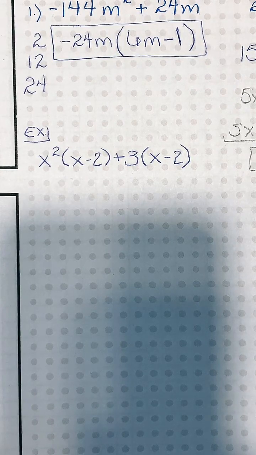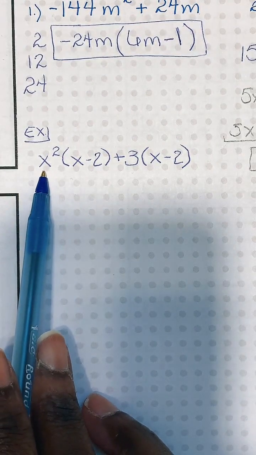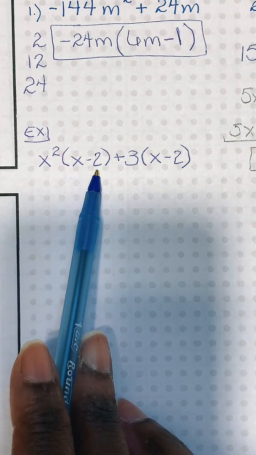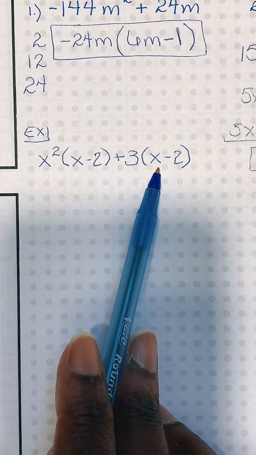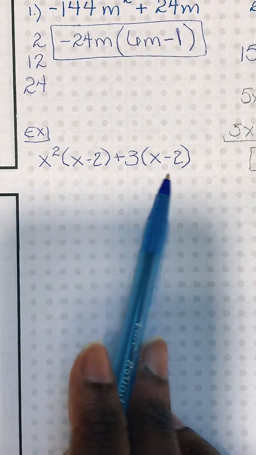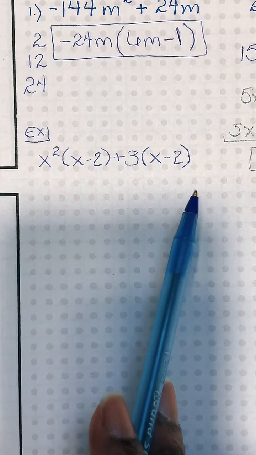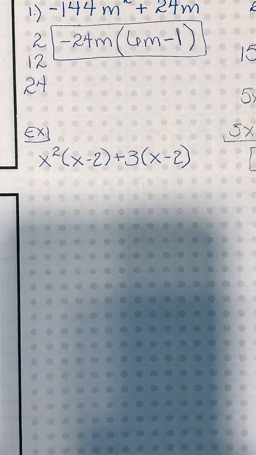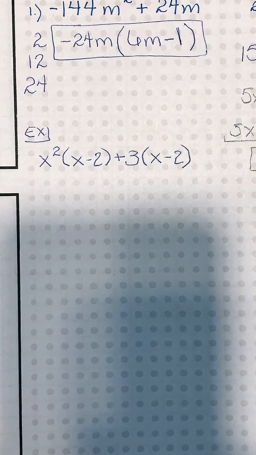All right, so taking a look, x squared times x minus 2 plus 3 times x minus 2. For this line only, if you could take a guess, what would be my greatest common factor? So I got 1, I got 2. Erase the question marks. I'm just not sure, that's why I put it there. But go ahead, give it some guesses.